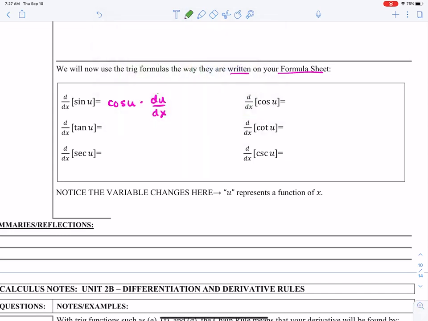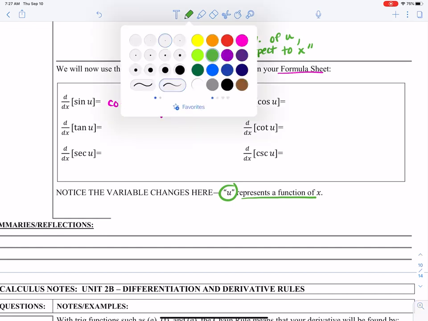And this du dx basically says take the derivative of u with respect to x. And u is now going to represent a function instead of a variable. So that's a big difference. And so let's continue on.